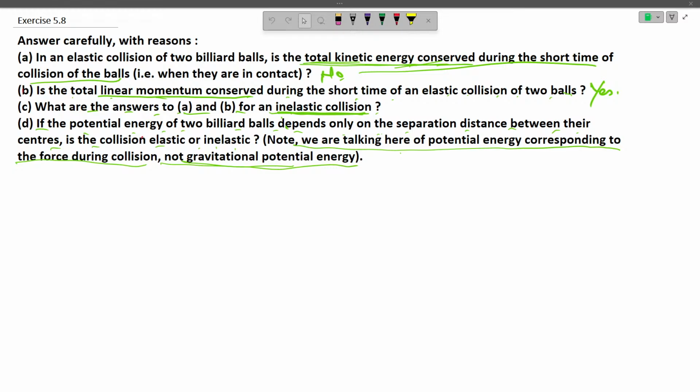In the third question, what are the answers to A and B for the inelastic collision? For kinetic energy, it is not conserved during the short time of collision in an inelastic collision, unlike in the elastic collision. And for linear momentum, yes, again the total linear momentum is conserved in the short time of collision in an inelastic collision.